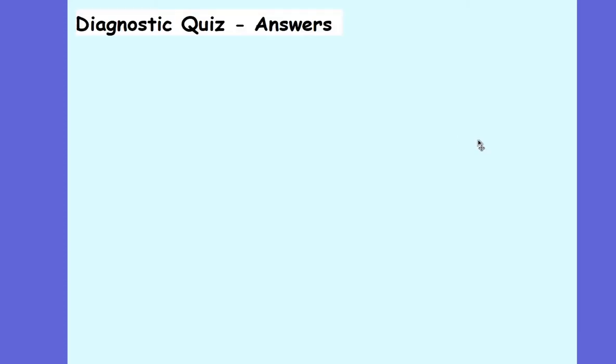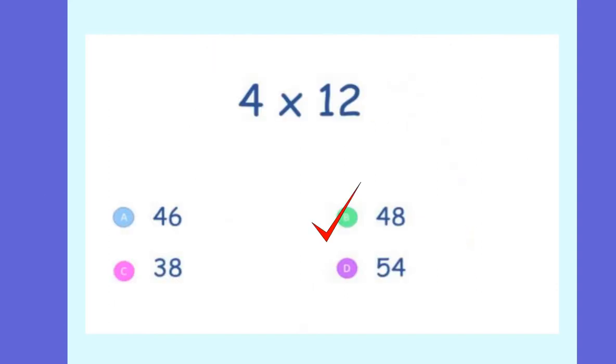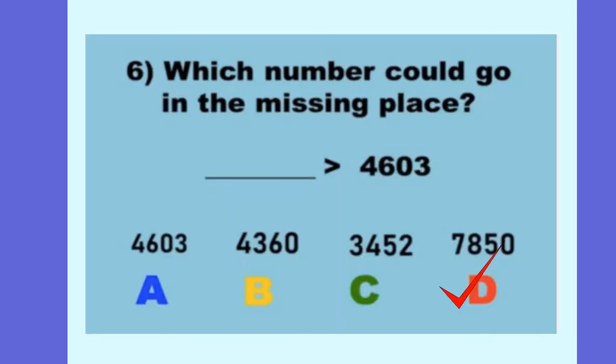Okay, let's look at some answers. So for the first question, I've got my tens column, my units column, my tenths column, and then my hundredths column. The 6 is in the hundredths column, so it's going to be worth 6 hundredths, and the correct answer was D. 4 times 12 is 48, so the correct answer was B.